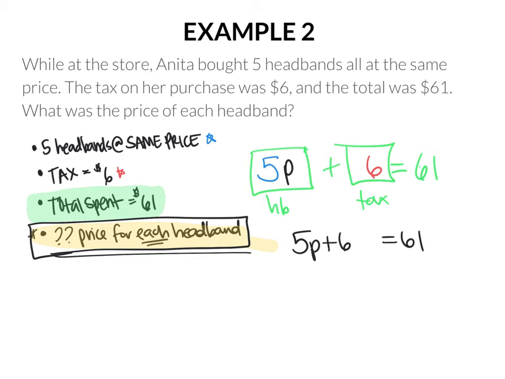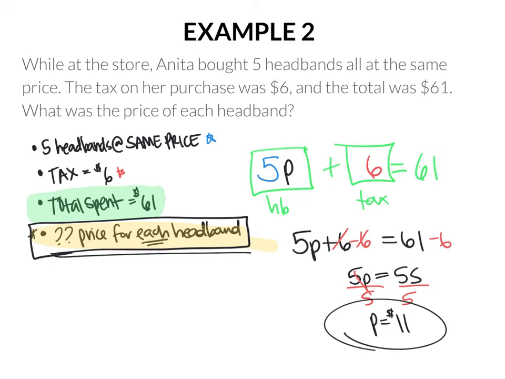This gives me a two-step equation to solve. I isolate my variable by subtracting 6 on each side. I'm left with 5p equals 55. When I divide by 5, I get the price of each headband to be $11.